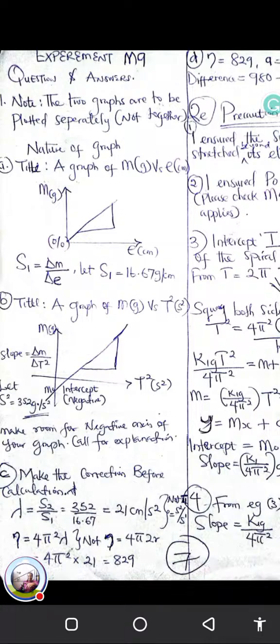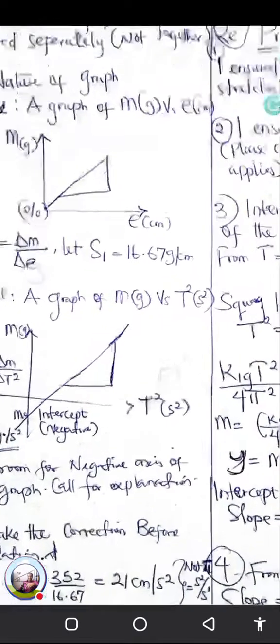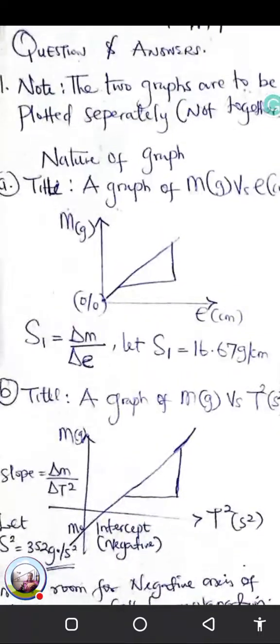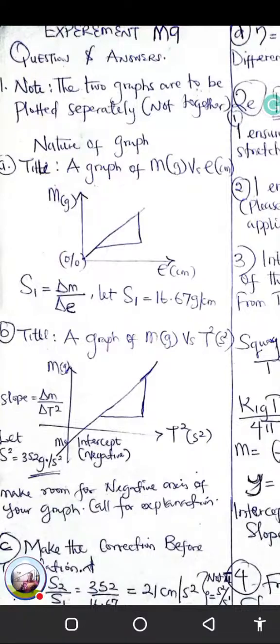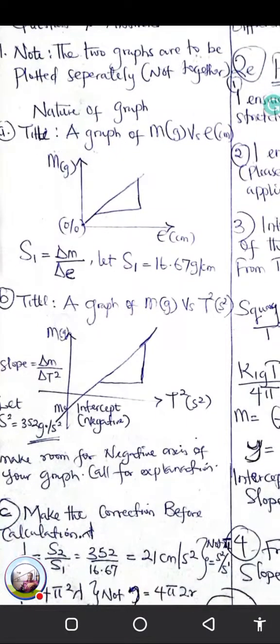The first graph is a graph of M against E. This is the nature of the graph. I'm sorry, this is supposed to be origin (0, 0), not 0 over 0. So a graph of M versus E, and of course the unit must be there. Then the next thing is you have to state your scale based on your values.